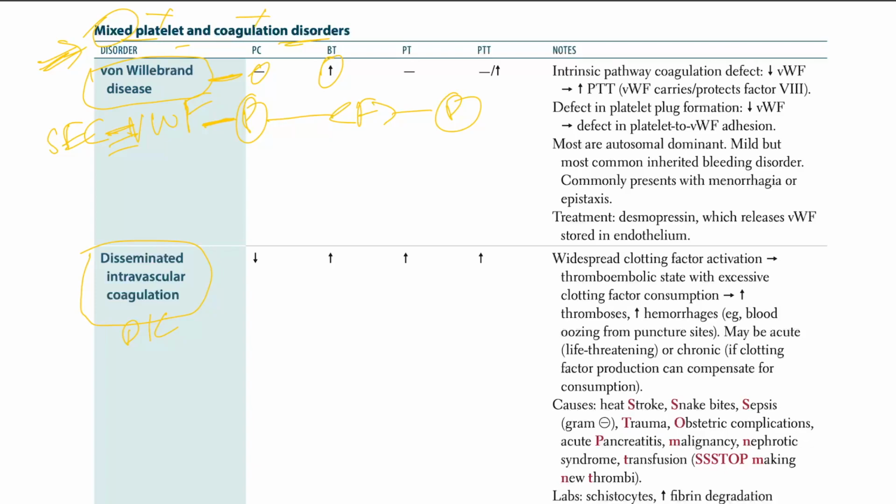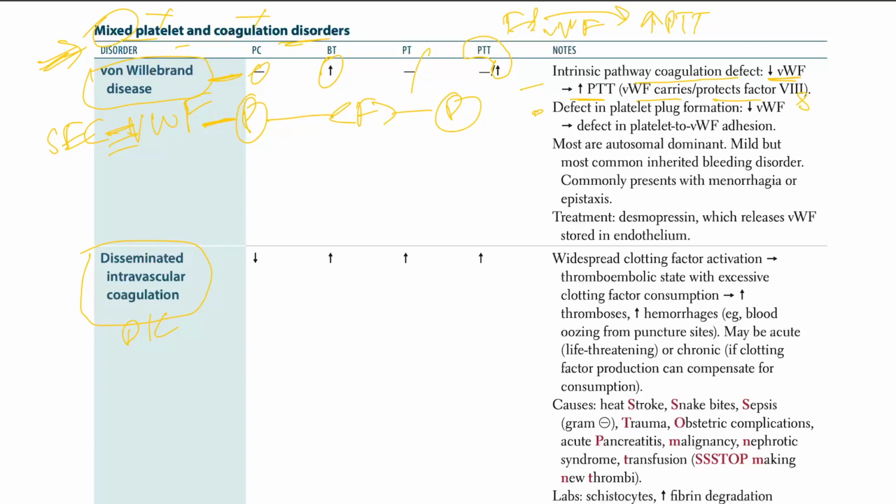On PT, depending on if it is factor 8, since we know that von Willebrand factor carries factor 8 with itself, that can increase the PTT. That's why you have an increase in PTT. Otherwise, PT is normal. What are the notes? Intrinsic pathway coagulation defect, in which you have a decrease in von Willebrand factor that causes an increase in PTT, because von Willebrand factor protects factor 8.